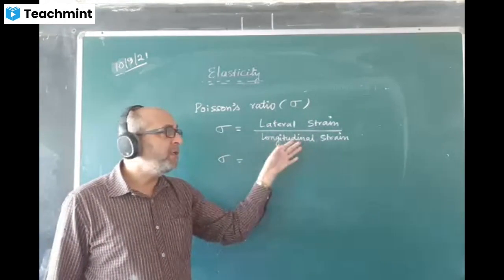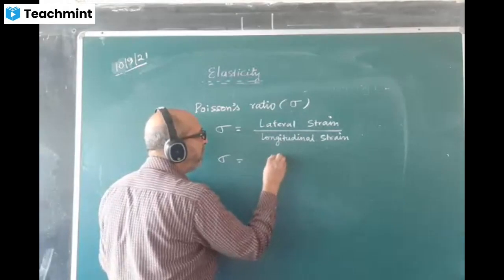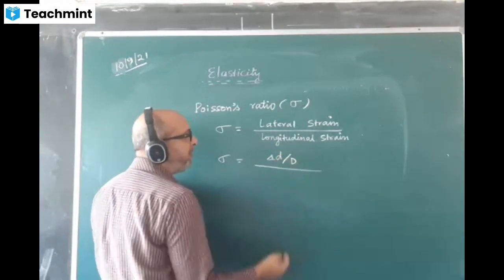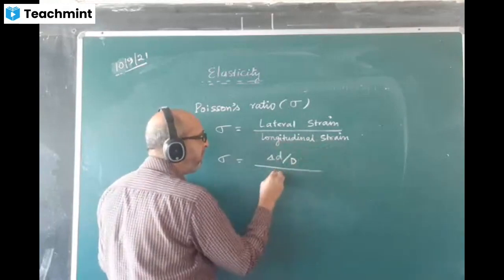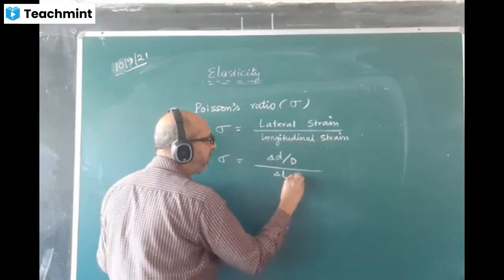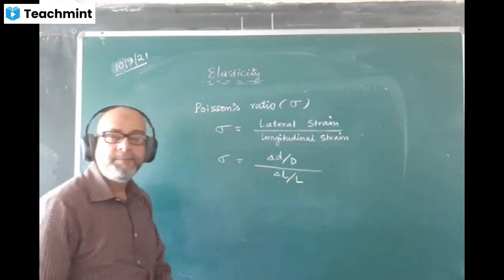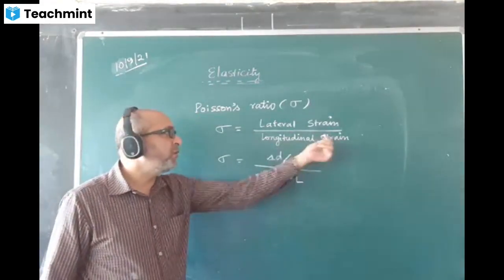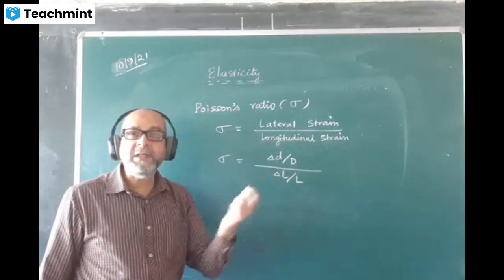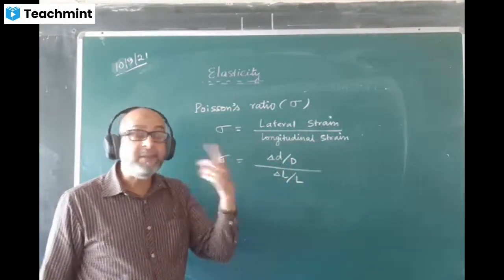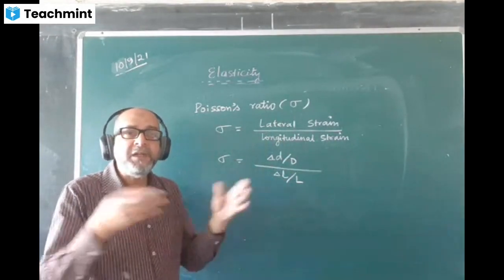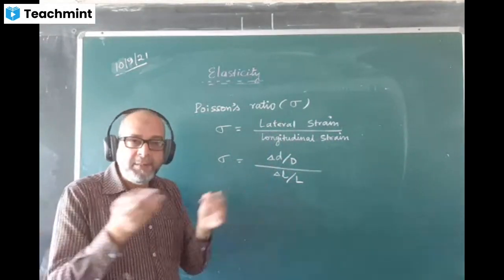So, let us write down lateral strain. Formula will become delta D by capital D, change in diameter per original diameter, and longitudinal strain will be change in length per original length. It tells you with respect to the increase in the length, how much change will take place in the diameter. In some materials, the diameter will change more, in some materials, change will be less.